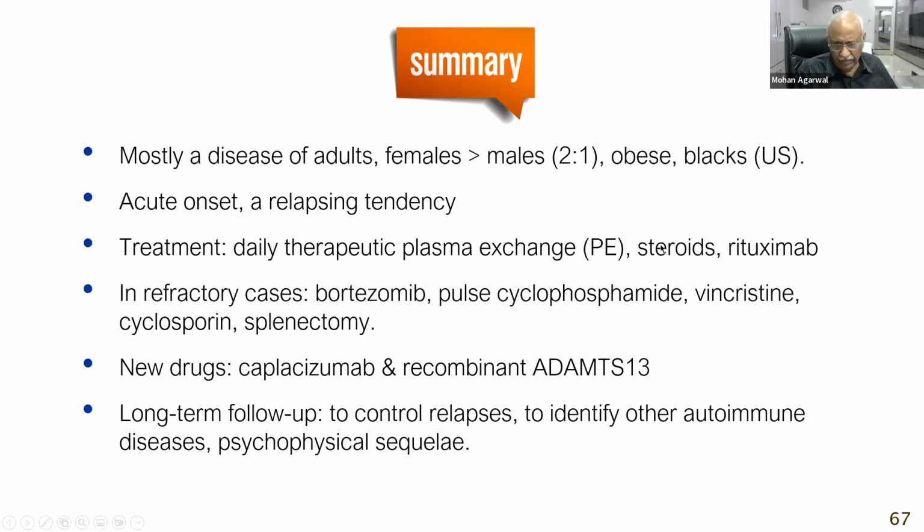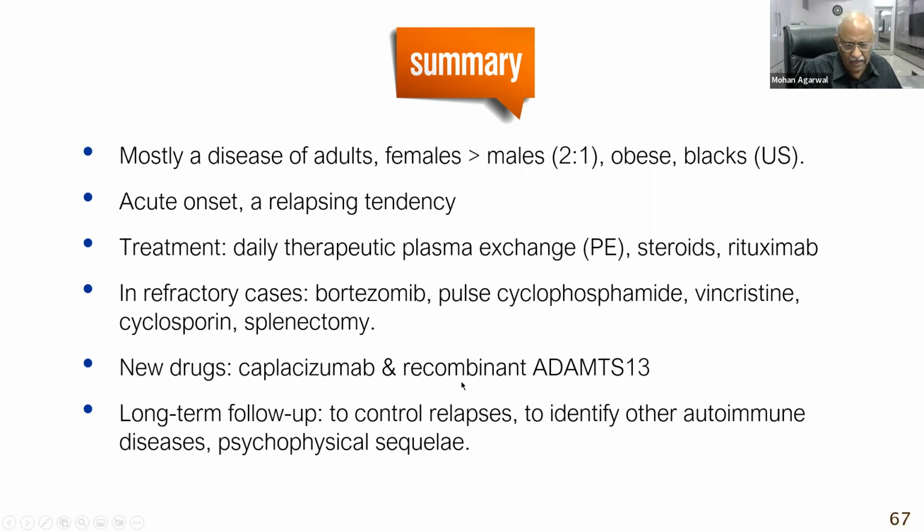Steroid, half a gram or 1 gram of methylprednisolone daily for 3 days, and then taper, 60 milligram of oral prednisolone, and then taper it very slowly over weeks and months. Rituximab once a week for 4 doses, and then you may require it later on. Refractory cases, bortezomib twice a week, pulse cyclophosphamide 1 gram, vincristine 2 mg, cyclosporine, and very rarely splenectomy.